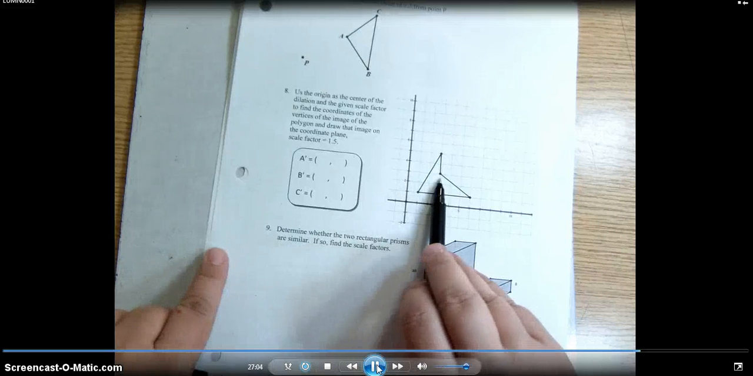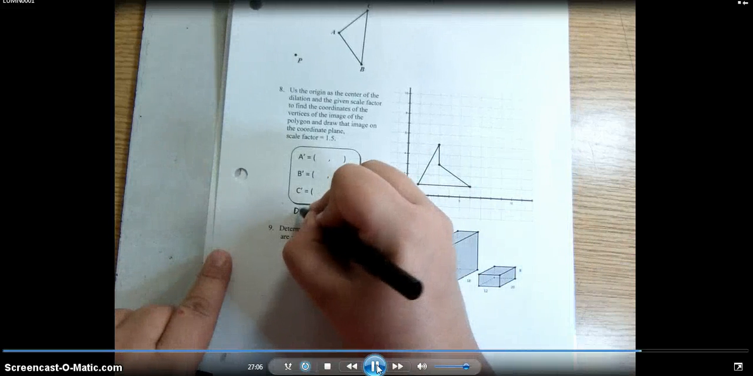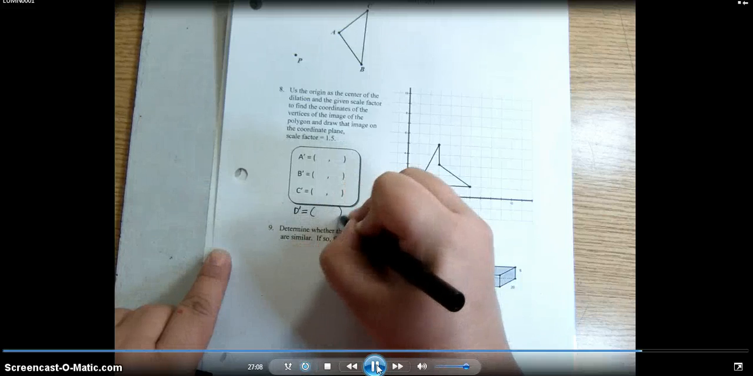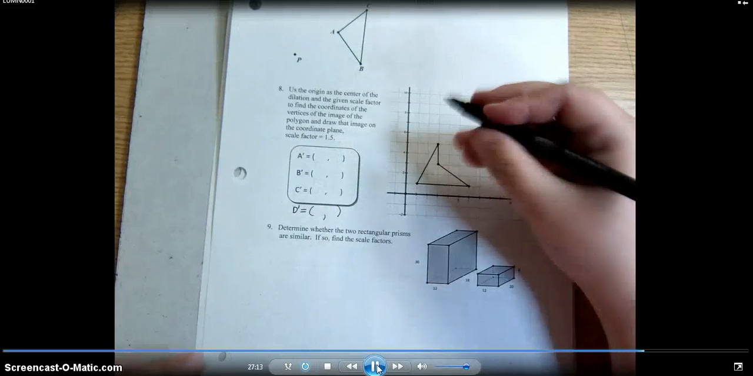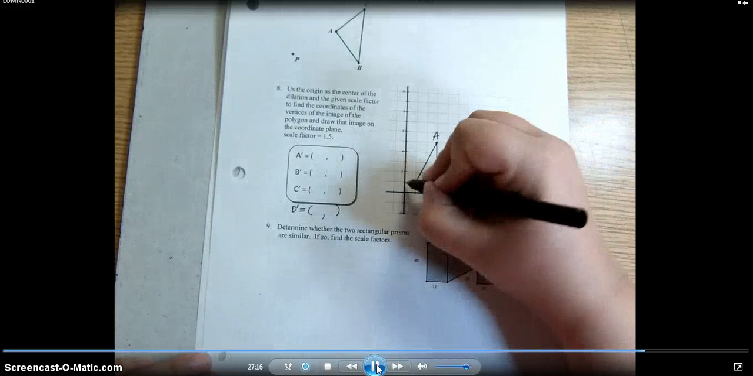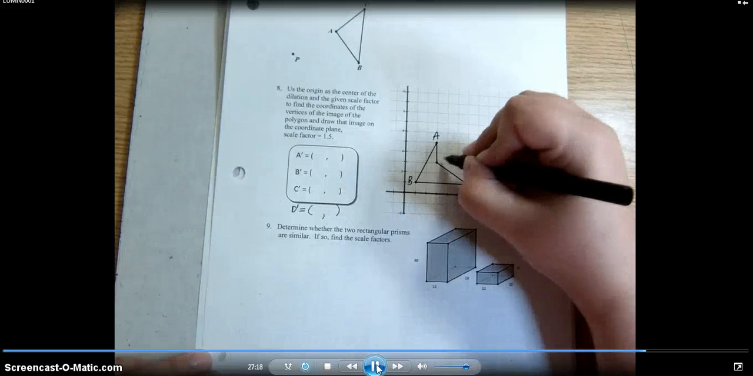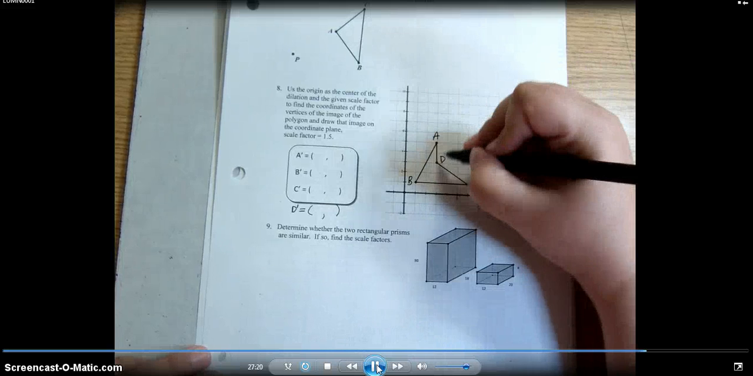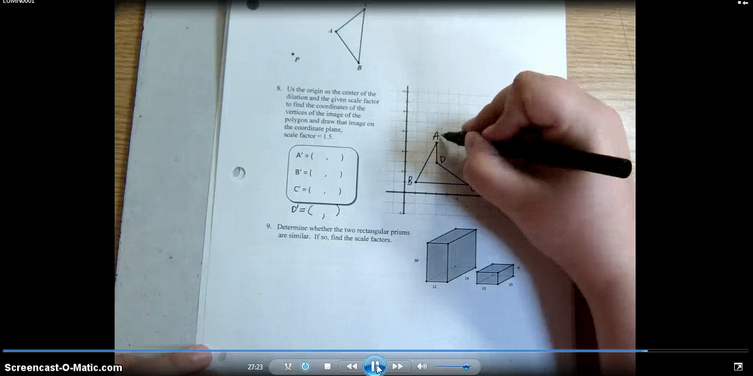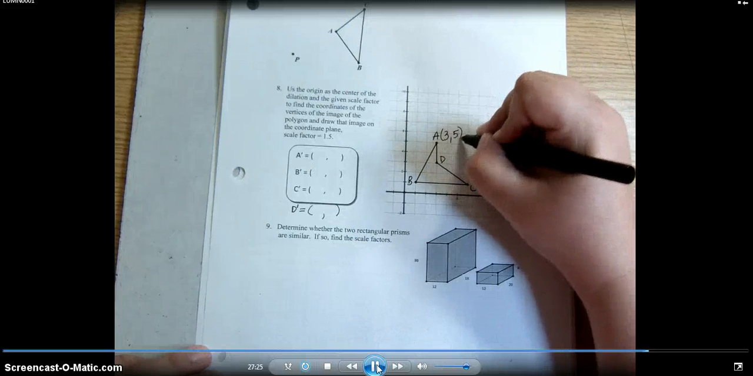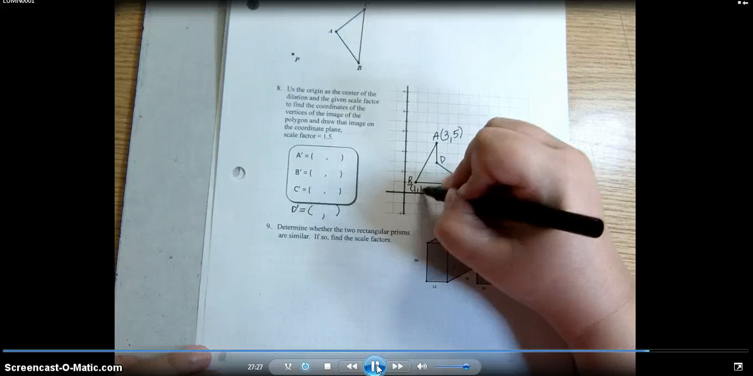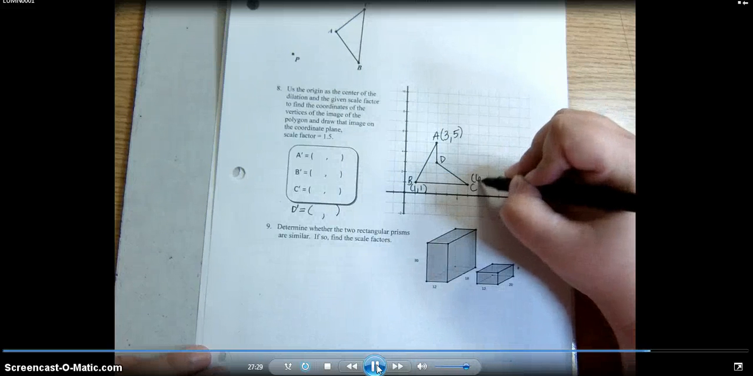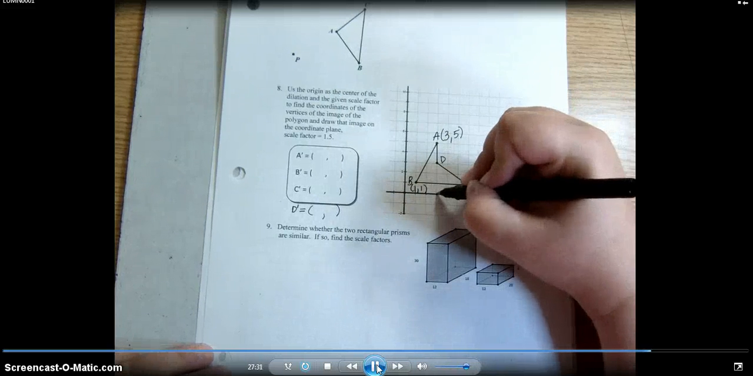All right, number 8 is kind of messed up because there's actually 4 points. Let's go ahead and name another point. And it doesn't matter if you did your letters differently from me, just make sure you have the same points. You don't have to be in the same order. So I'm going to say A, B, C, D. So the original value for A is (3, 5). B is (1, 1). C is (6, 1). D is (3, 3).